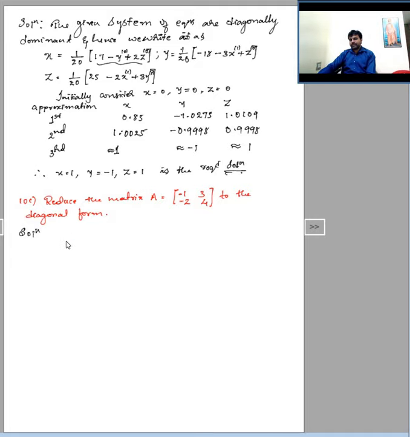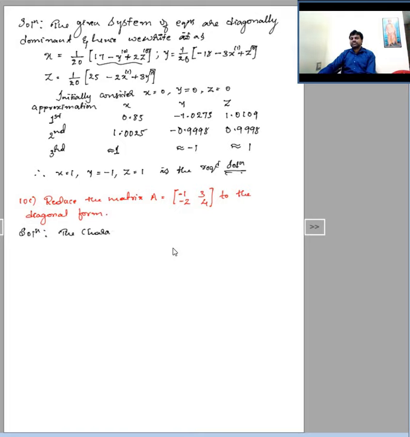After finding eigenvalues, substitute those eigenvalues in the system of equations to get the corresponding eigenvectors. After getting eigenvectors, construct the model matrix. From that model matrix, find P inverse. After getting P inverse, the diagonal matrix is defined as P inverse AP. So multiplying P inverse AP, you are going to get the diagonal matrix. Let us see how to solve.